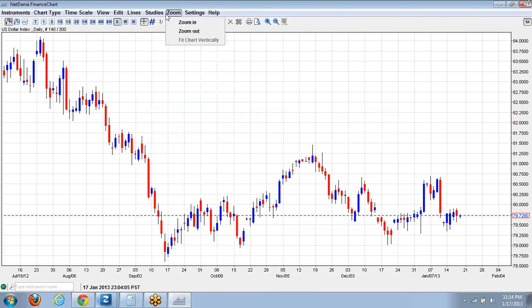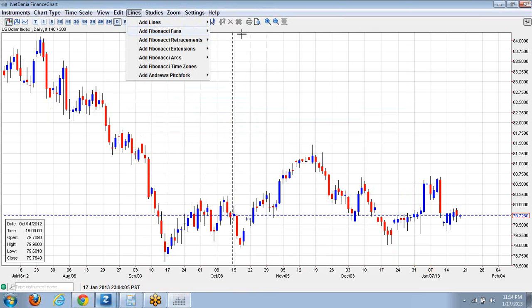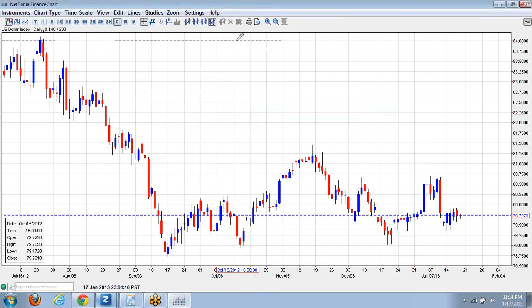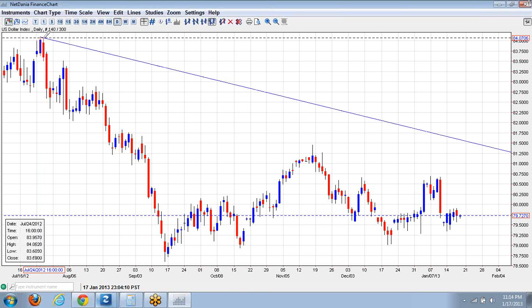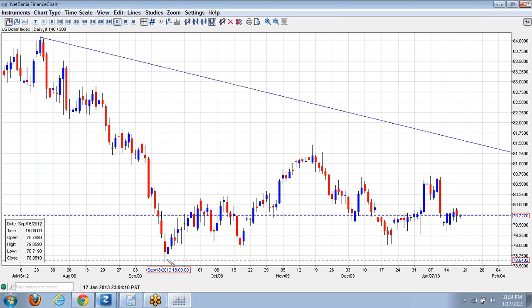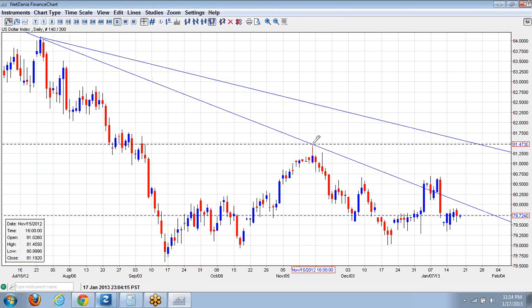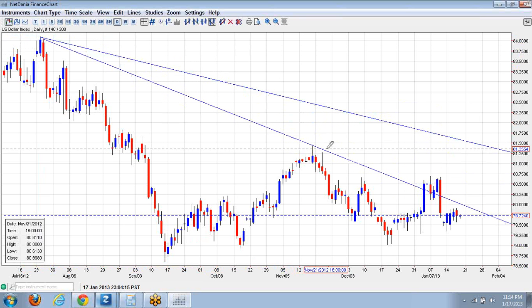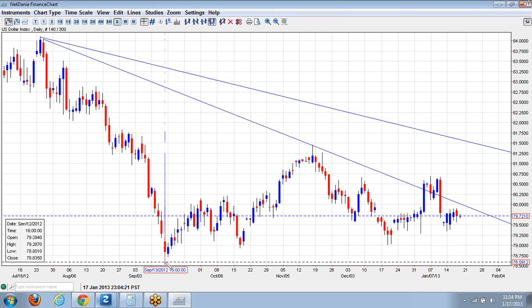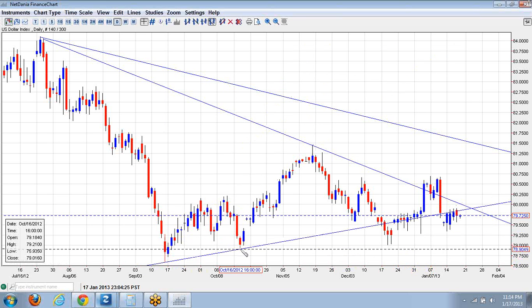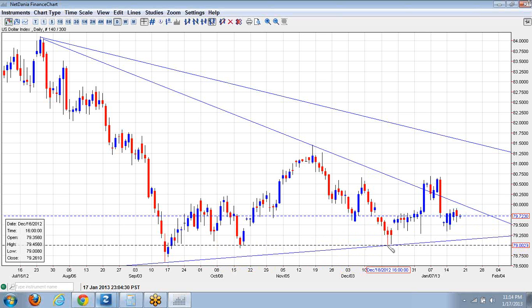draw a couple of trend lines, and we'll take a look at what's going on over here. So we'll start with this one, primary downtrend. Secondary downtrend might look something like that. Primary uptrend, both of them have been breached. So this would be the new one.